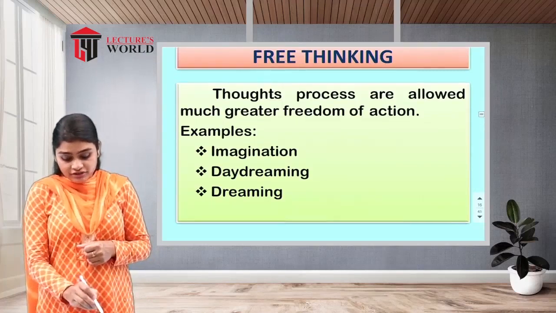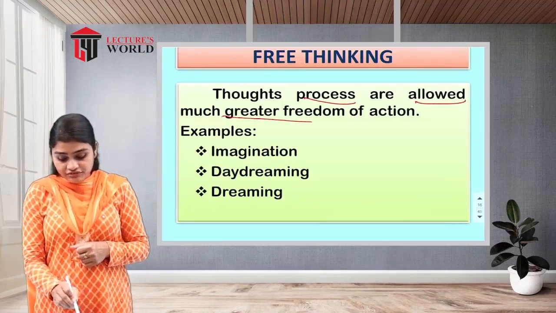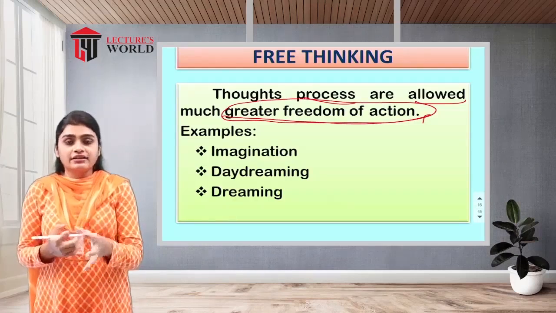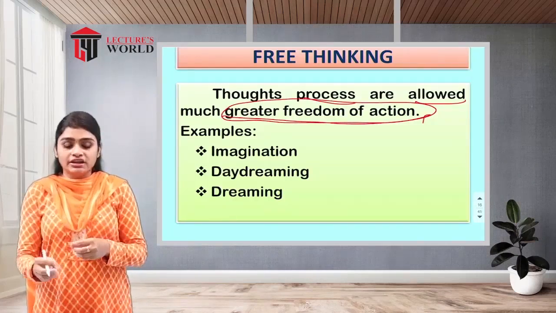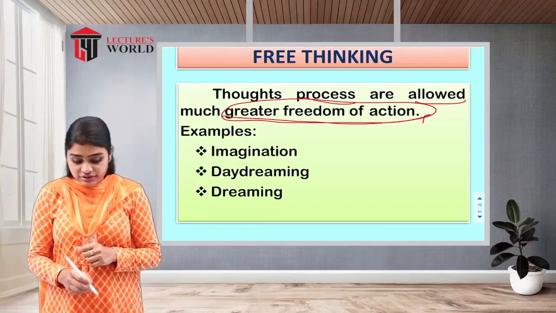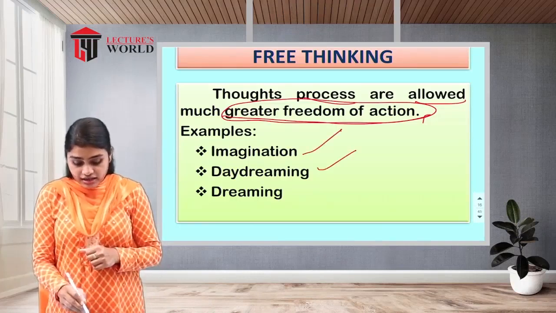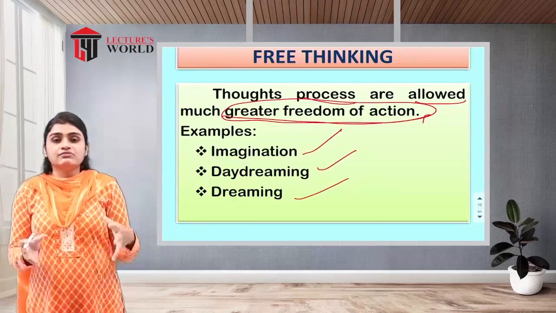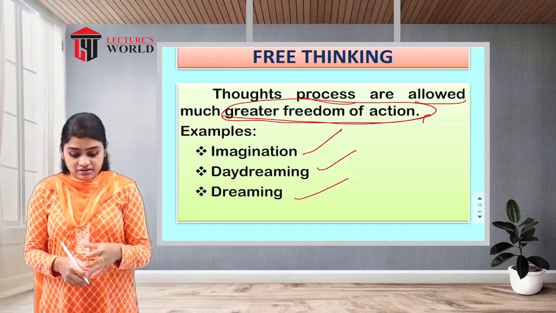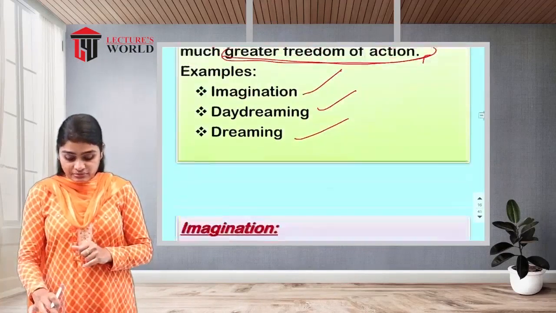In free thinking, thought processes are allowed much greater freedom of action. That means whatever action is taken, they are given some freedom to take it. Here in free thinking we have three examples, or types of free thinking: imagination, daydreaming and dreaming. These are all things all people do in our day-to-day life. Let's see these one by one.